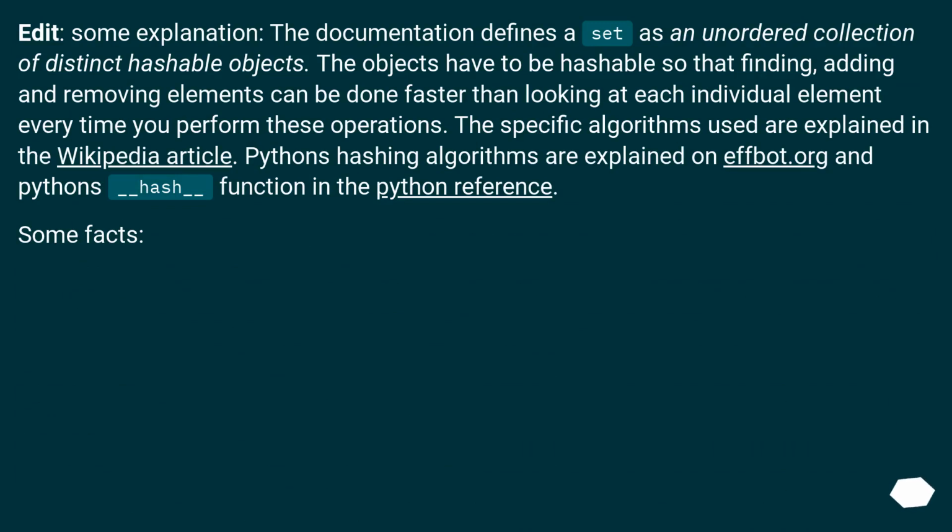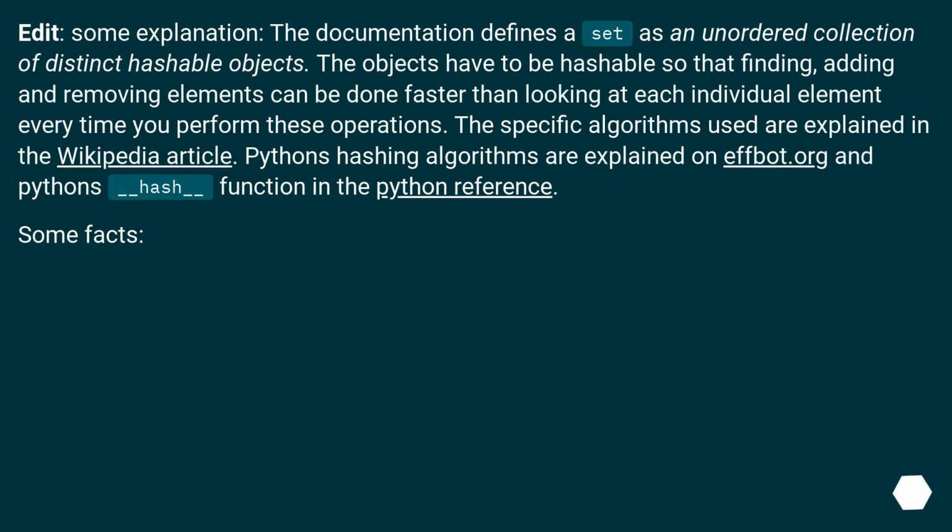Edit. Some explanation. The documentation defines a set as an unordered collection of distinct hashable objects. The objects have to be hashable so that finding, adding and removing elements can be done faster than looking at each individual element every time you perform these operations. The specific algorithms used are explained in the Wikipedia article. Python's hashing algorithms are explained on effbot.org and Python's __hash__ function in the Python reference.